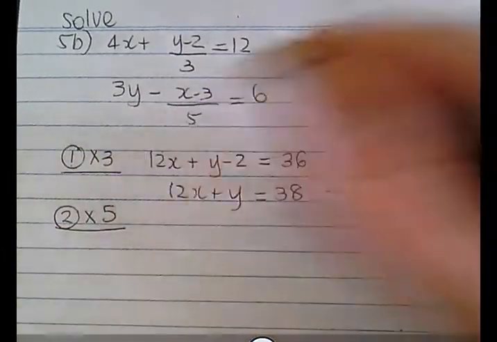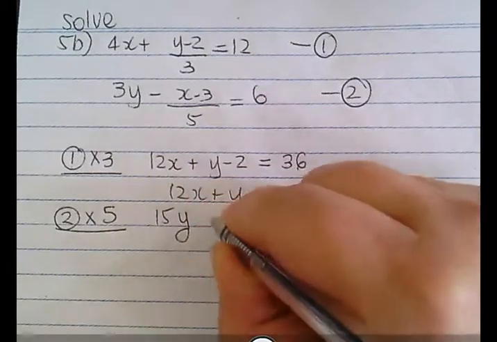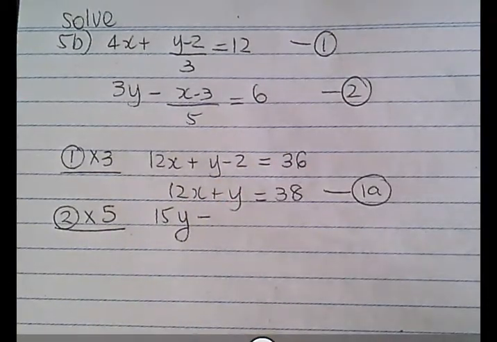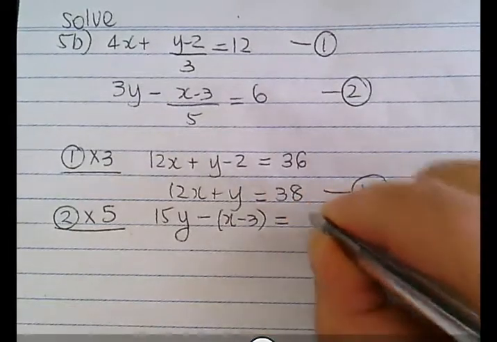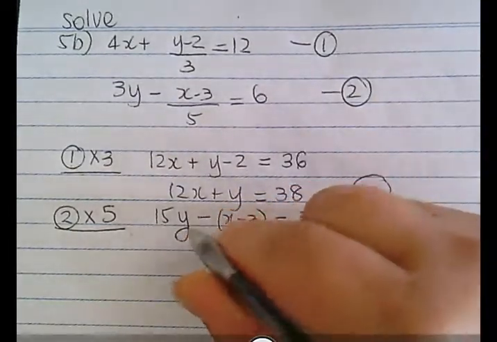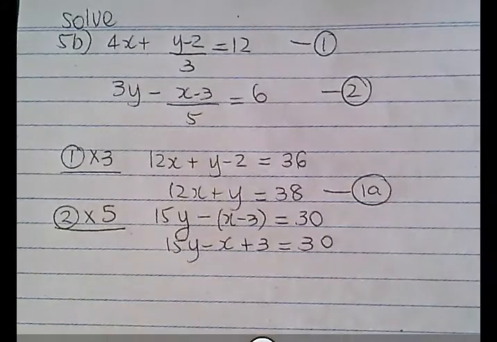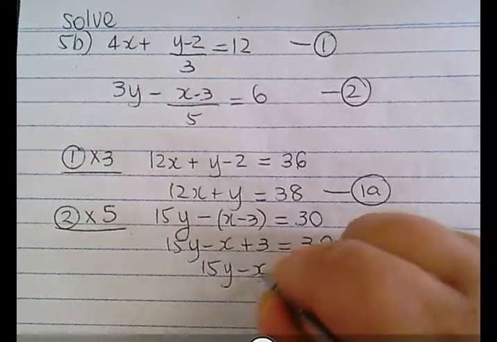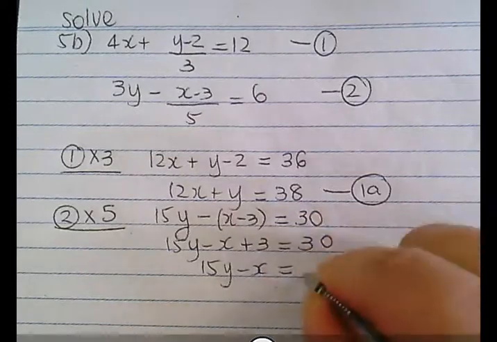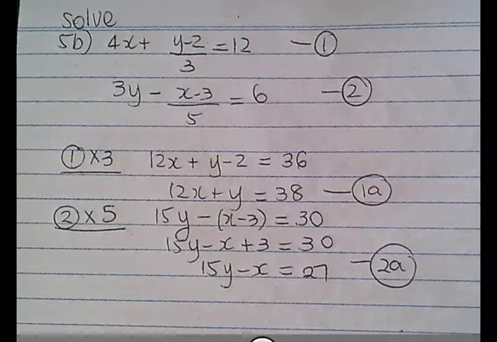Multiply by 5. Look, I know we could probably multiply by something else and try and get the x's and the y's the same, but it's just too hard to work it out in one step. So multiply by 5, we've got 15y minus, be very careful, what should I do before I write this x minus 3? I would put a bracket. Equals 30. Let's rearrange: 15y minus x plus 3 is 30. So I'm just going to leave it as 15y minus x equals 27.